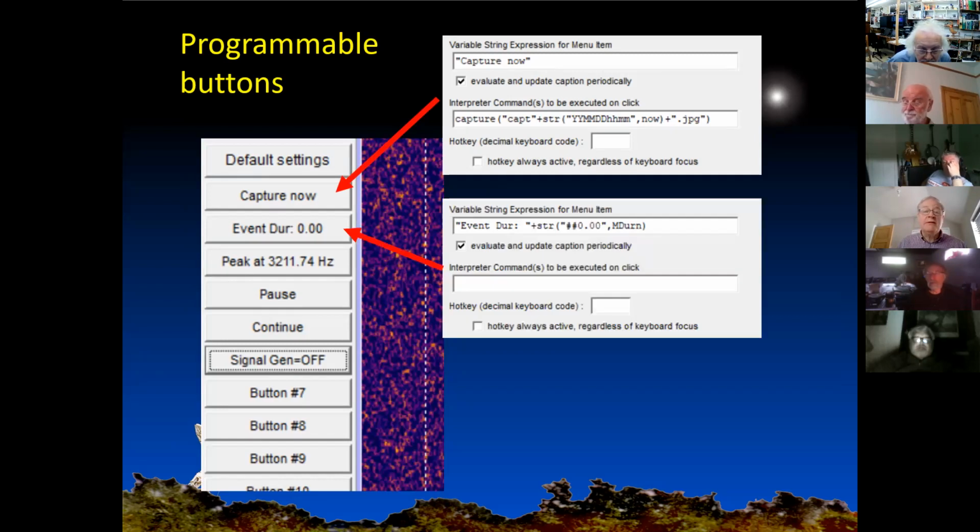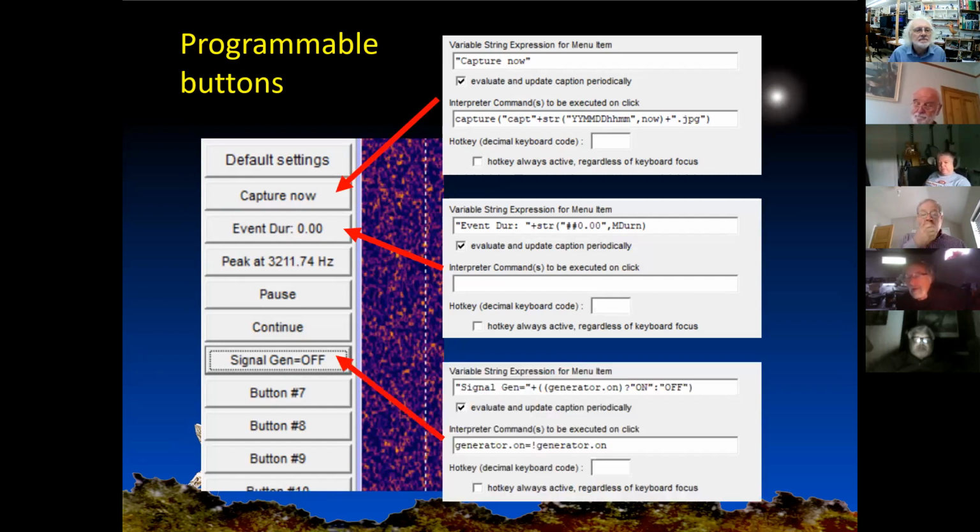Choose another button, event duration. So here it doesn't do anything, it doesn't initiate any action, but it just does show the value of a variable from the conditional actions screen. So in this case, it shows the variable mdurn, meteor duration. It would have been the last meteor event in seconds.